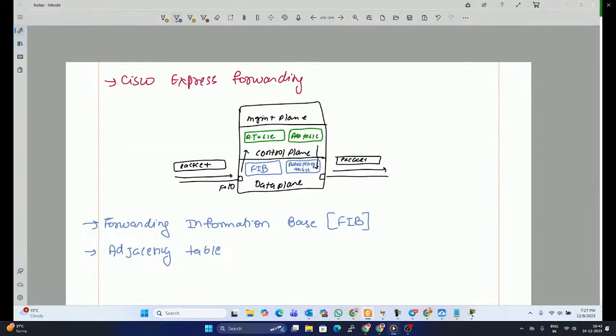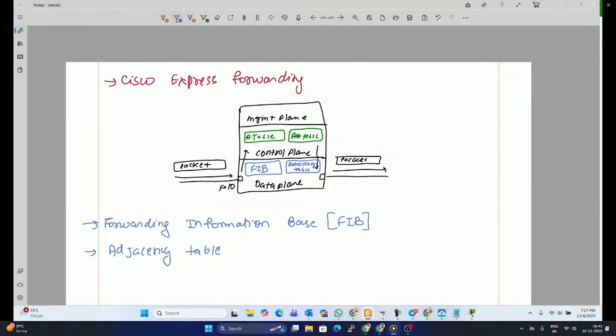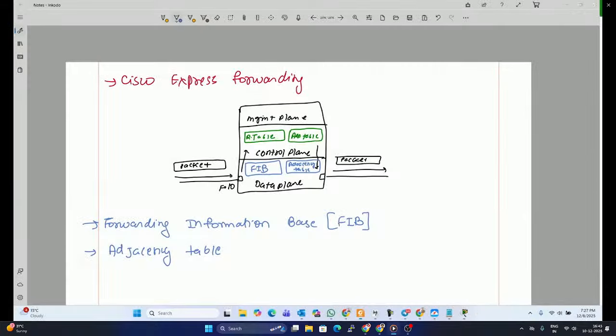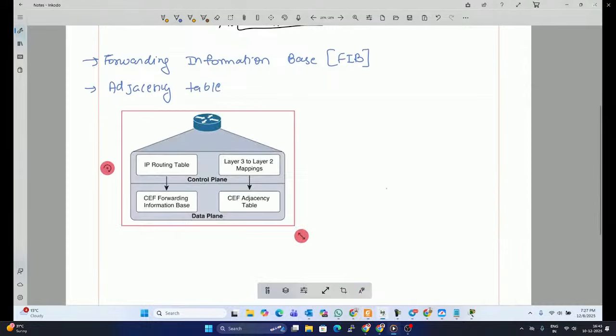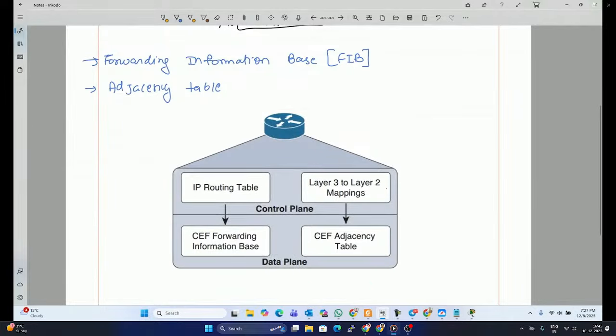Make sense, guys? Can't get into much detail here because that's a CCNP level topic, but yes, you must know that such a thing exists as CEF. So with the help of the IP routing table, we create the CEF forwarding information base, and with the ARP table, we create the adjacency table. So now we don't need to involve the CPU all the time.